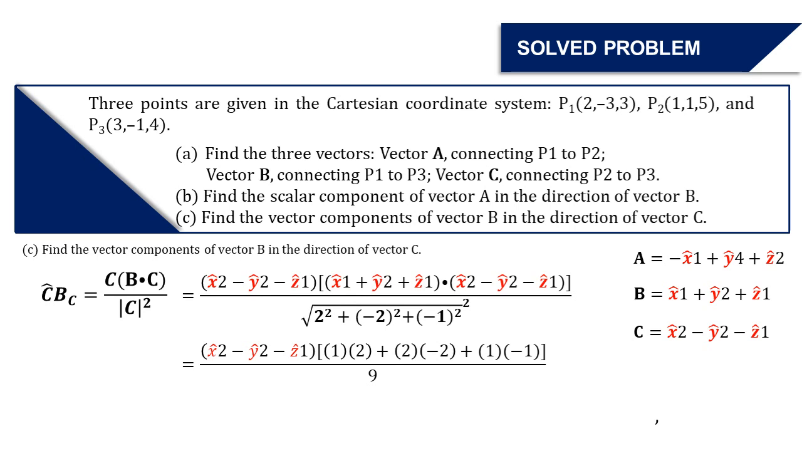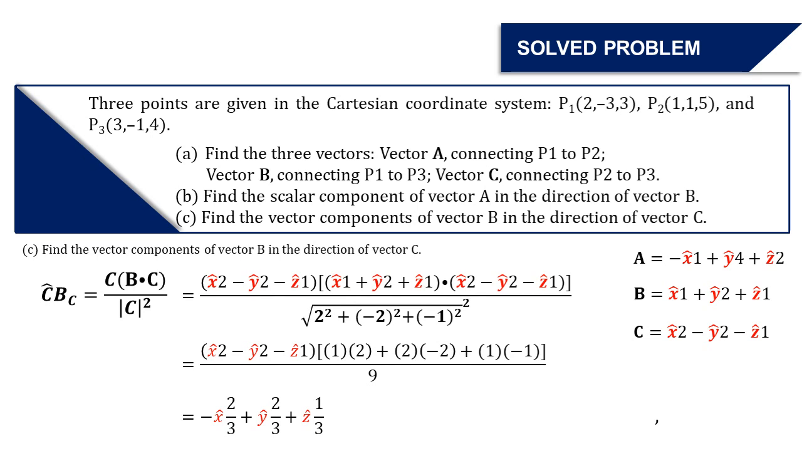So, simplify na natin, isolve natin yung dot product and yung denominator. So, we now have x hat 2 minus y hat 2 minus z hat 1 times, so ang dot product natin is 2 minus 4 minus 1, all over 9. So, ang sagot na natin is negative x hat 2/3 plus y hat 2/3 plus z hat 1/3. Yan yung vector component ng B in the direction of vector C.